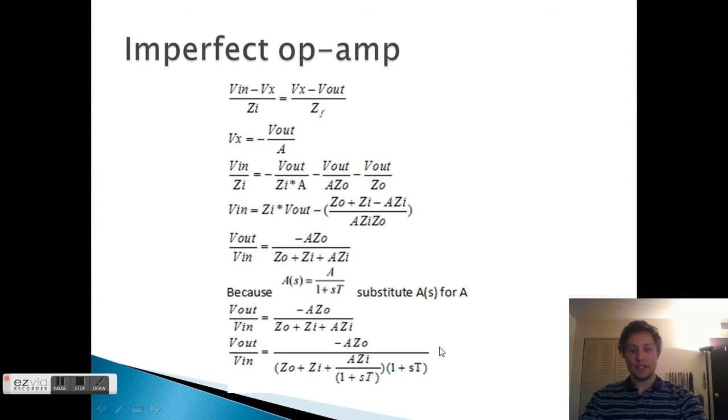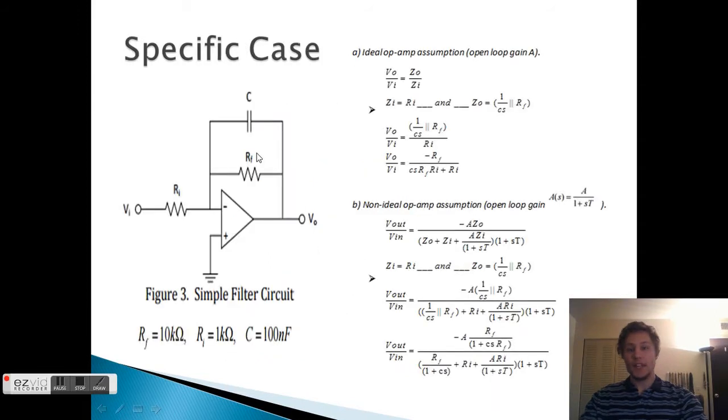And just like I said before, if you factor out all this A stuff over there, it'll still be ZF over ZI times a multiple of a bunch of different things. Now, here's a specific case of that. You have an RF right here and a capacitor, and then you have an R. Now, you know this RF and C are going to give you a pole. And just by plugging in C in parallel with RF for ZF and then RI for ZI, you plug them in there.